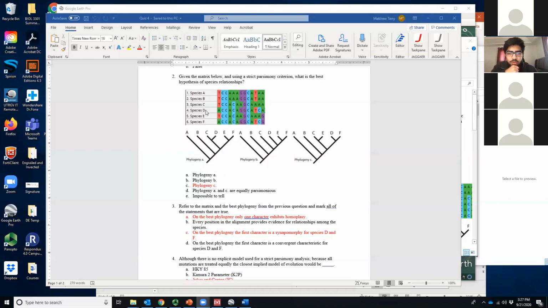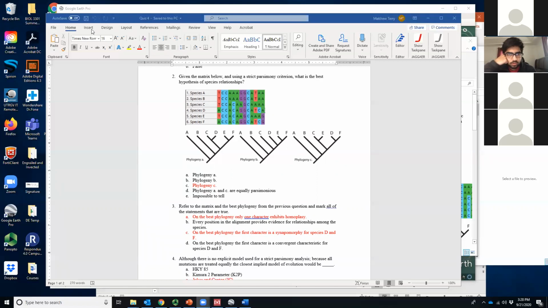Okay? So that's what we established for question 2. And then he was asking about question 3. So how do we figure out what characters are synapomorphies? Well, we look at where they're mapped. The first character in this matrix says that D and F have an adenine. They're different from all the others, which have a thymine.